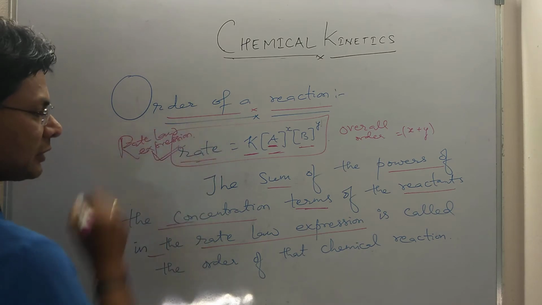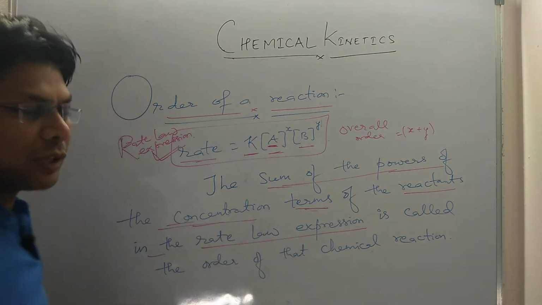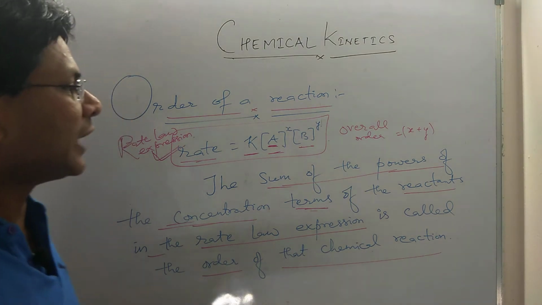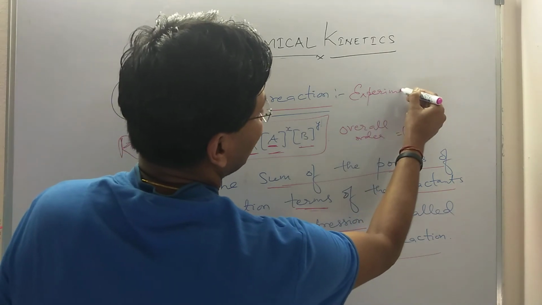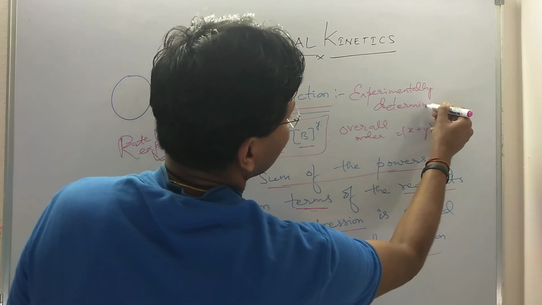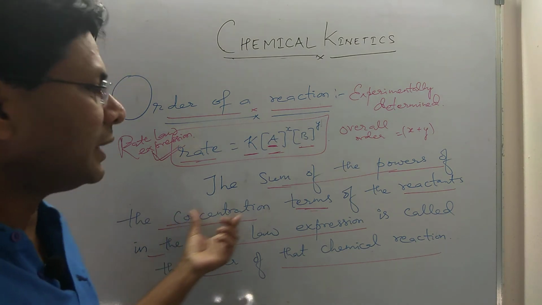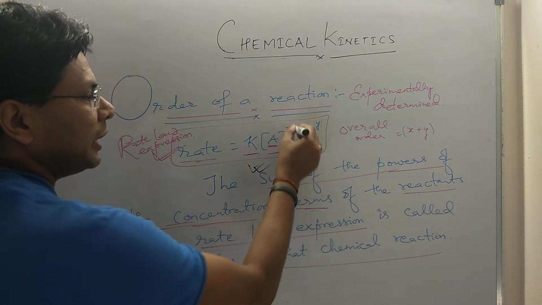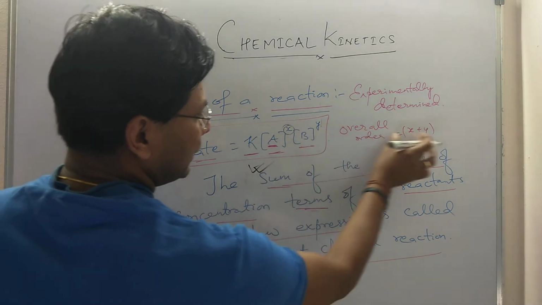So in this rate law expression we see that the sum of the powers of the concentration terms of the reactant is called the order of that chemical reaction, and order is experimentally determined. We cannot determine order theoretically, and it is the sum of the powers of the concentration terms of the reactant. So here the order is x with respect to A, y with respect to B. Overall order is x plus y.